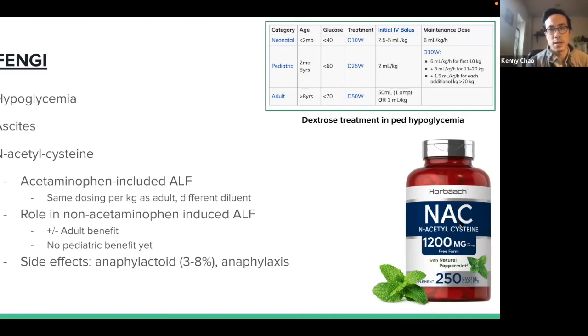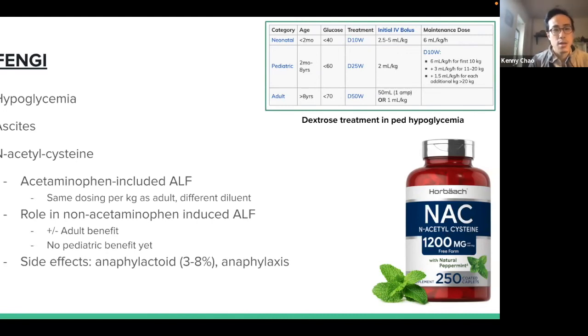Keep in mind that D10 water can go through a peripheral line, but anything more concentrated than that, you'll need a central line. If you're pushing the D50, just do it slow to decrease risk of irritation and extravasation. We mentioned ascites. If not suspecting SBP, don't tap it. You may cause some unwanted fluid shifts, especially in the case of cerebral edema, and hemodynamic instabilities.